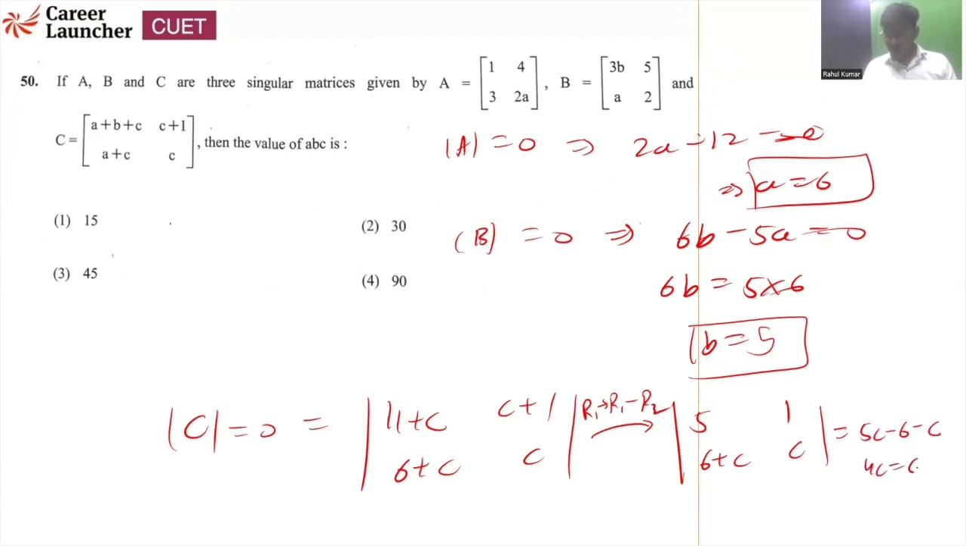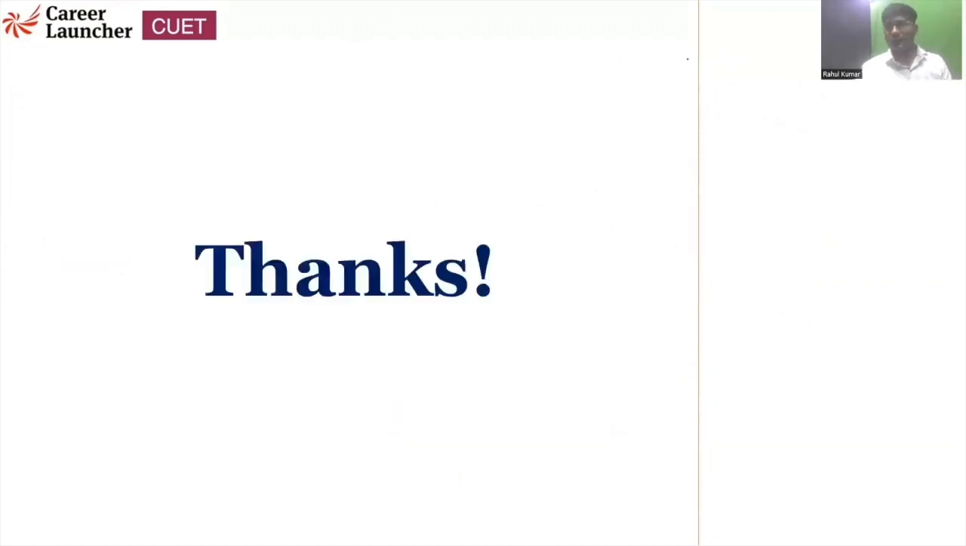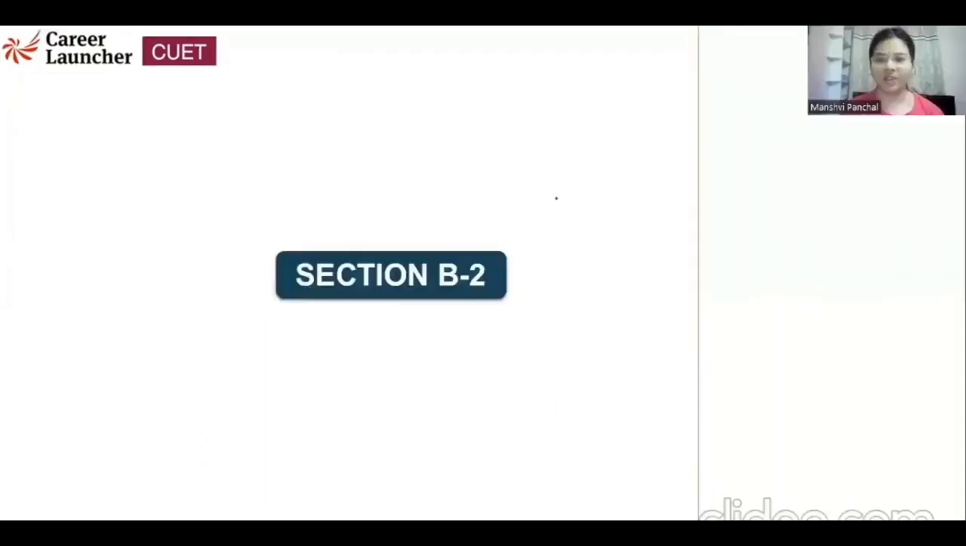So 4C is equal to 6. C is 3 by 2. Now I have to find A times B times C. Means 6 into 5 into 3 by 2. So 45 is the correct answer. So this is what we have in the core maths. Thank you. Now we have section B2, which is of applied mathematics.